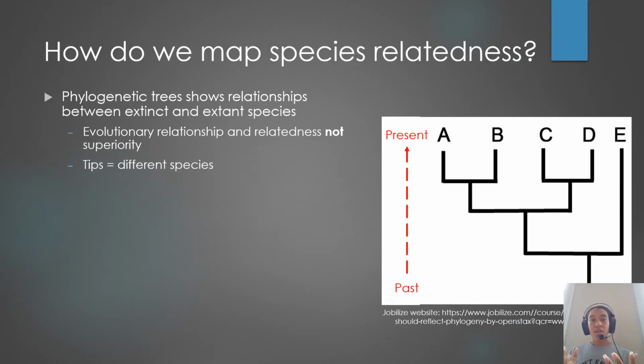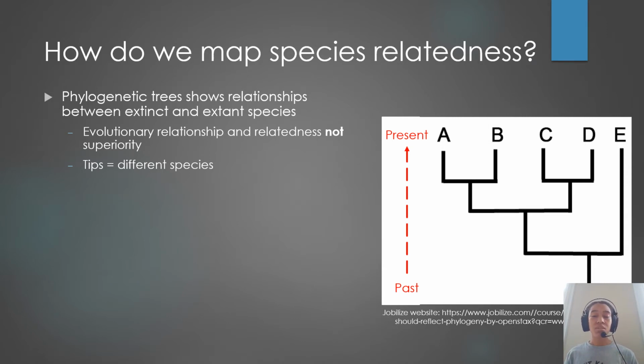So now that we understand what a species is and we've got a general idea of it, how do we compare one species to another to find out how they're related? How do we find out the relationship between the various species on Earth? One way we represent this is through using phylogenetic trees. And phylogenetic trees show you the relationship between species that are both extinct and extant, right? Extant means living currently, extinct means they've been wiped out, right?